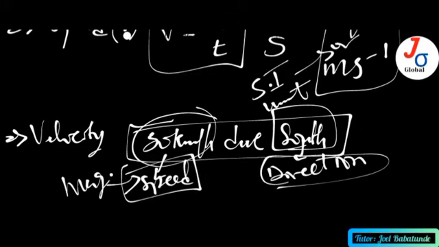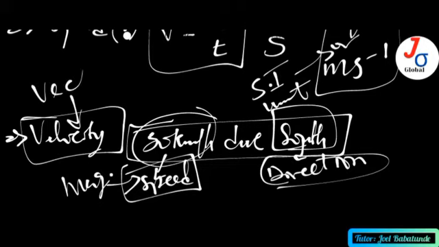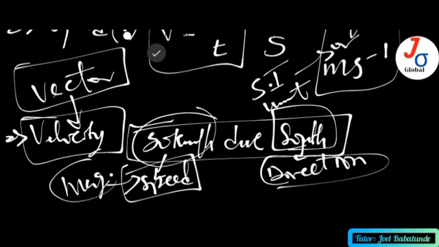Now, velocity is going to be called a vector quantity. Why? Because it possesses both magnitude and direction. While speed is just going to be magnitude, because it has just how fast I should go.